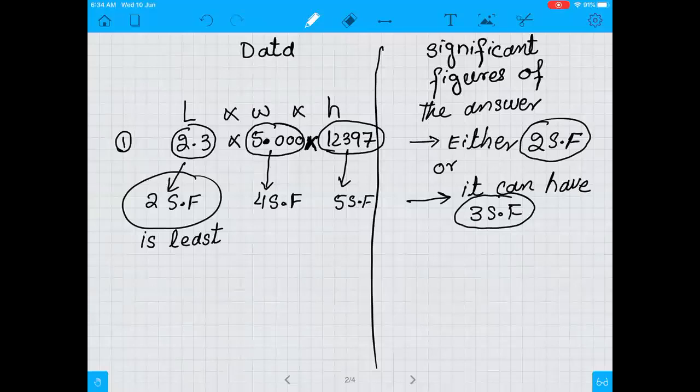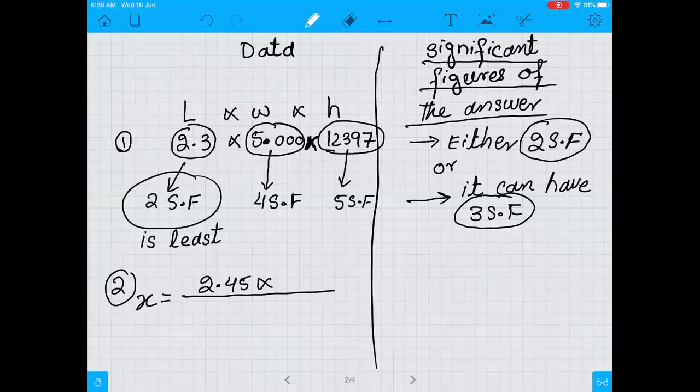Now, second example. Purpose here is not multiplying or getting the answer. The purpose is to understand the rules for significant figures when you multiply numbers. Now, let's suppose you have to multiply some values to get an answer. A value x is calculated by multiplying, let's suppose, 2.45 into 12, and it is divided by 8. And these are the three data values.